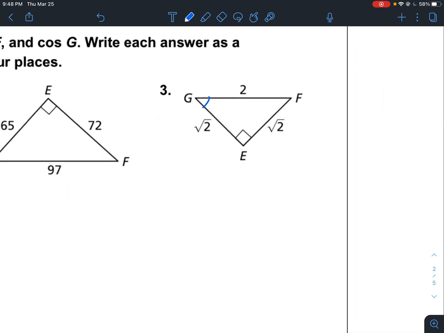So let's look at angle g first. So sine of g, and then let's find cosine of g. So sine of g is opposite over the hypotenuse. So square root of 2 divided by 2. And cosine would be square root of 2, which is the adjacent side. So cosine, or adjacent side to g, is square root of 2. And then hypotenuse is 2. So you see how they're the same.